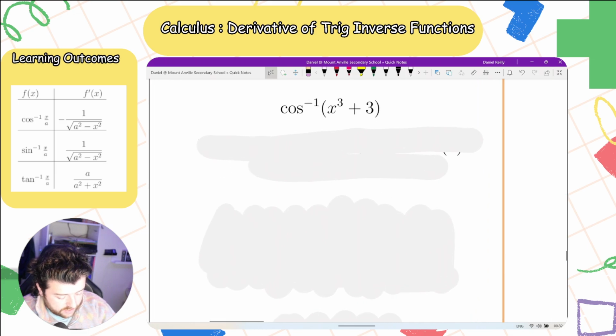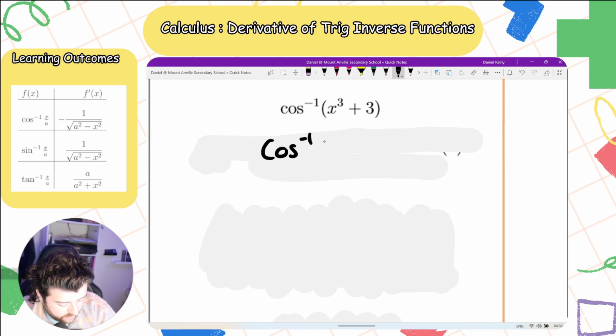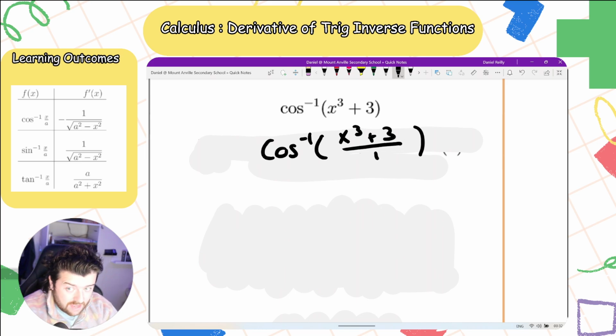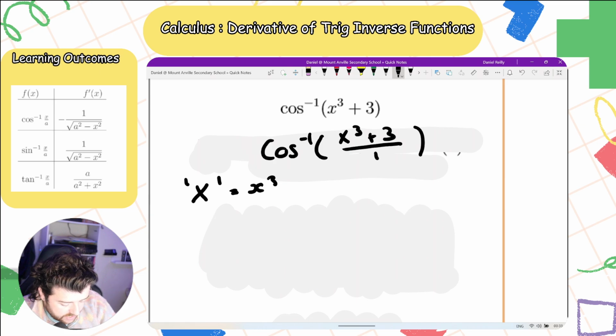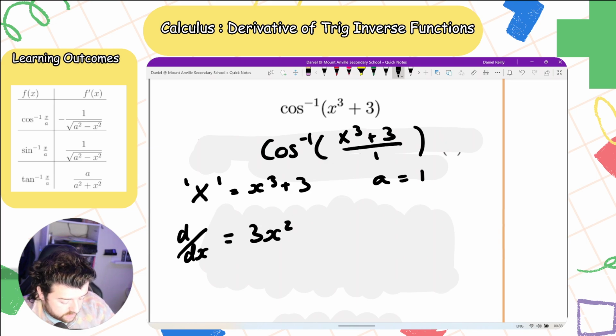Let's try it with cosine inverse. So I'm going to rewrite this one. As you see here, it's not giving a fraction at the minute, so we need to rewrite it. I'm going to rewrite this as cosine inverse of x cubed plus 3, all over 1. The same thing. So the x in my formula is going to be my numerator, which is x cubed plus 3, and my a is going to be equal to 1. So my derivative of x is going to be equal to 3x squared, and the 3 goes to 0.